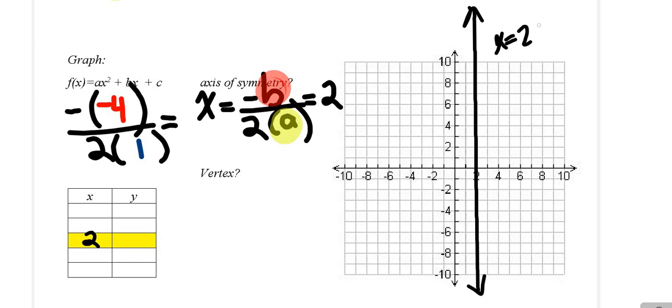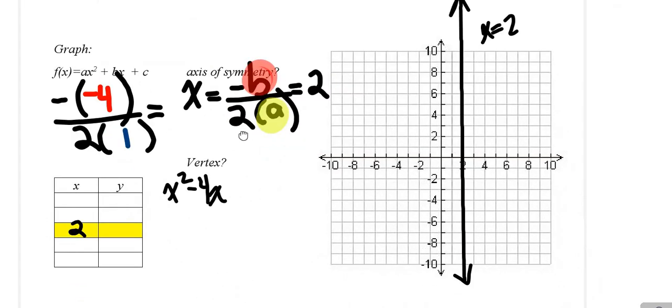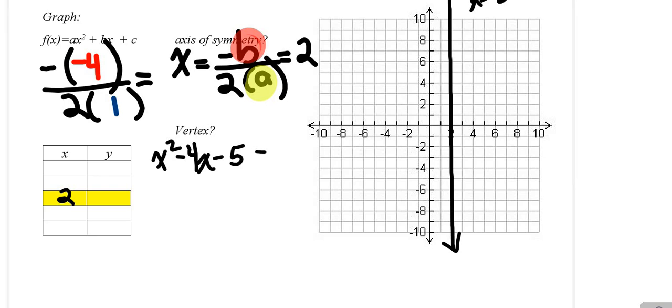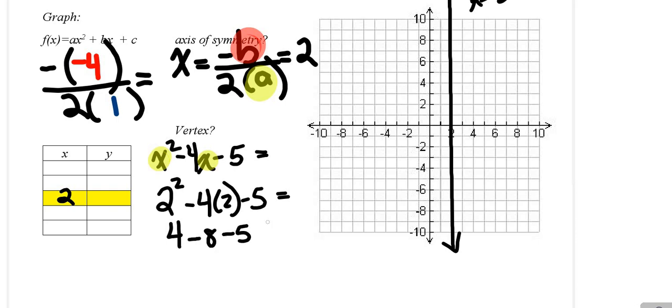x equals 2. Now we're going to find the y-coordinate by plugging it in. Our equation is x squared minus 4x minus 5. So we're going to plug in 2, and that 2 is going to go here and there. So that's 4 minus 8 minus 5. 4 minus 13, that makes negative 9. So our vertex is going to be over 2, down 9. So our vertex is right there, 2, negative 9.